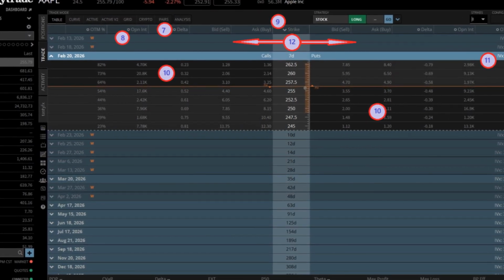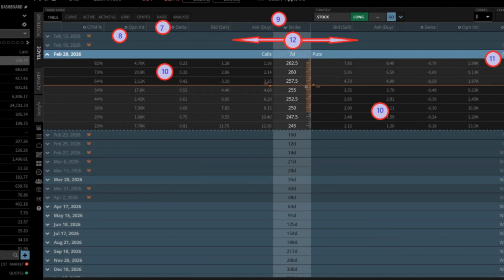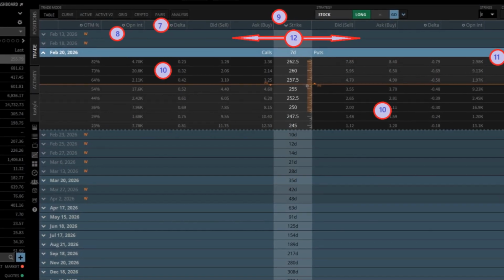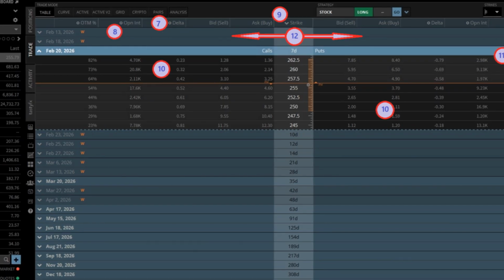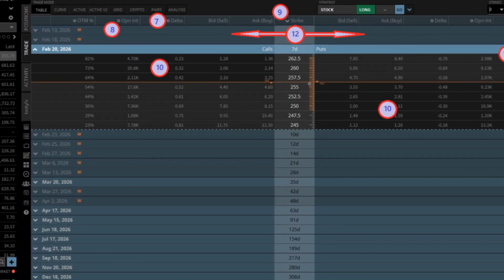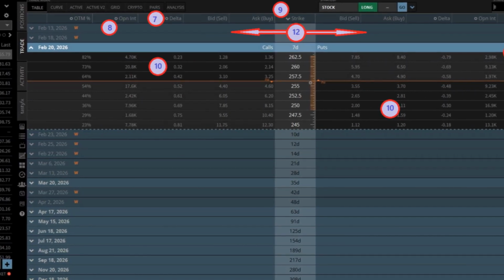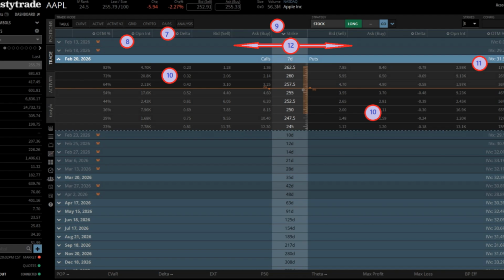9. Volume. Volume shows how many contracts were traded today. It tells you where the action is happening right now. Good volume means tighter prices and faster fills. Tasty Trade shows volume on the chart when you add a study instead of on the option chain.